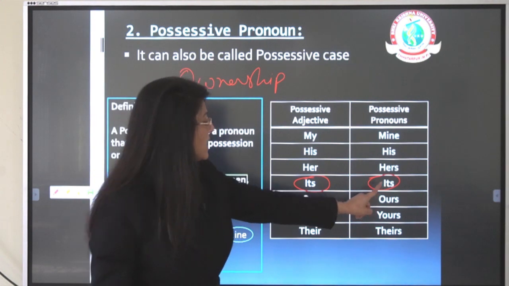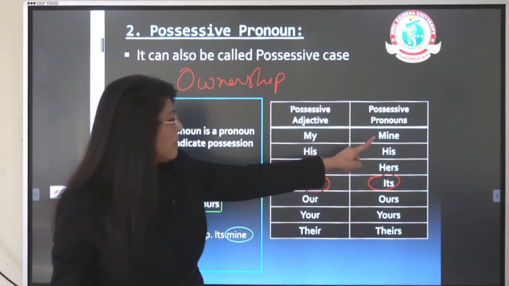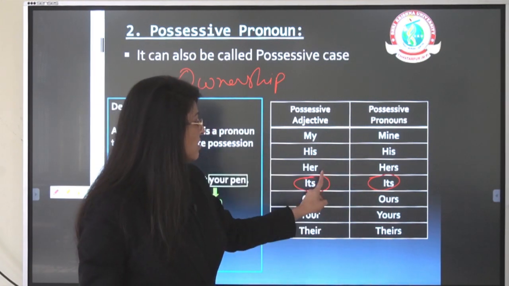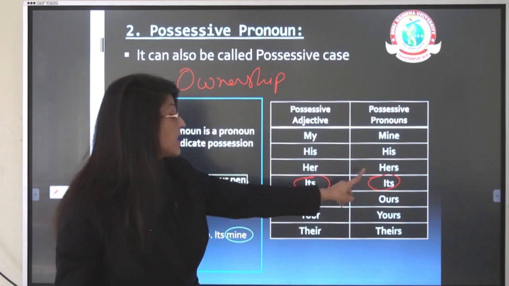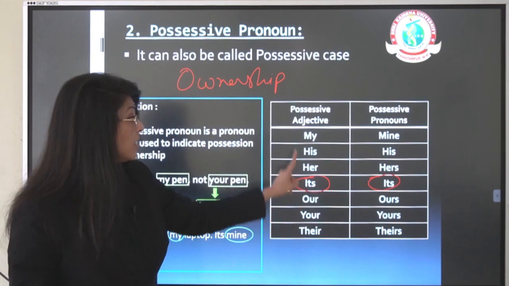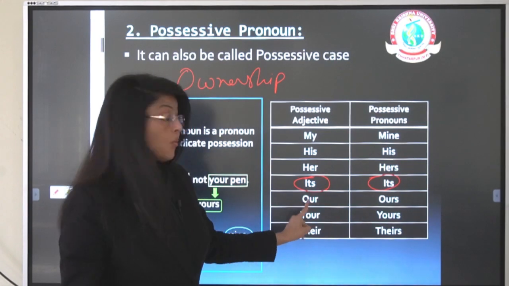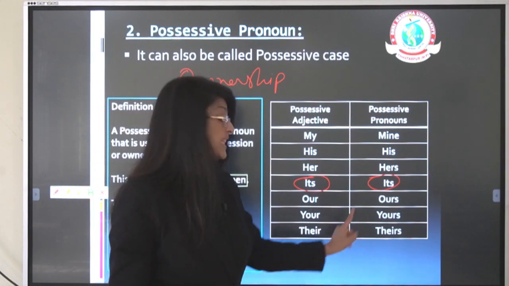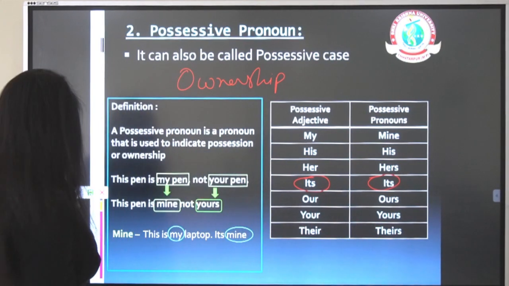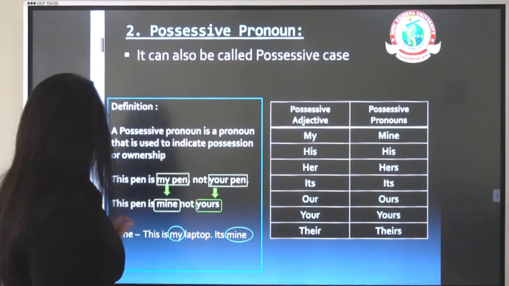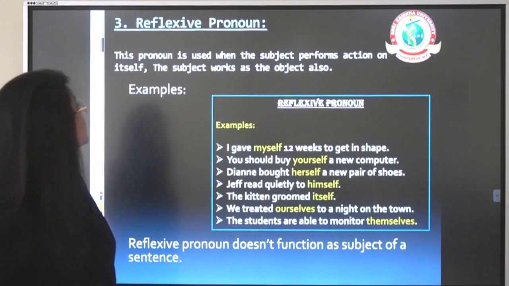Both are its, right? My, mine, his, her, hers, its. This is an exception, remember. For both it is the same. Our, ours, your, yours, their, theirs. Clear? Okay, fine.